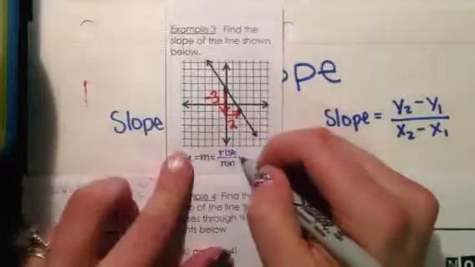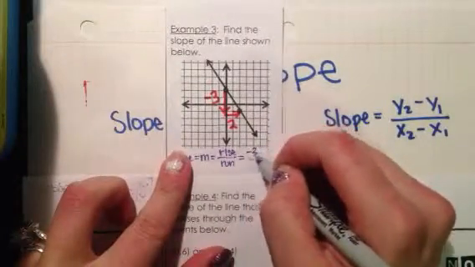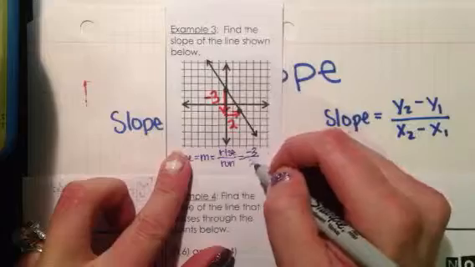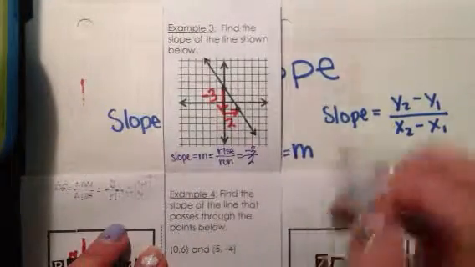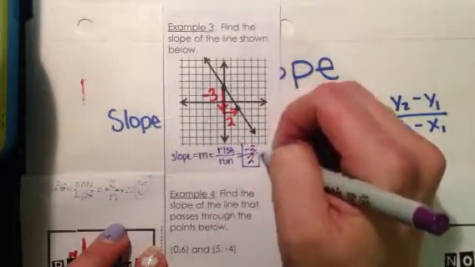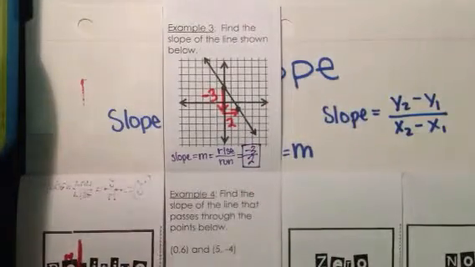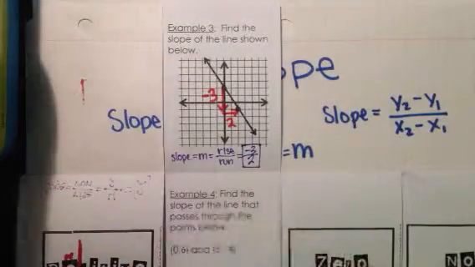So if I go down 3, that's a negative 3, and then I go over 2, that fraction cannot be reduced. So this actually is the answer. Our slope is negative 3/2. I told you fractions were going to be in this unit a lot.